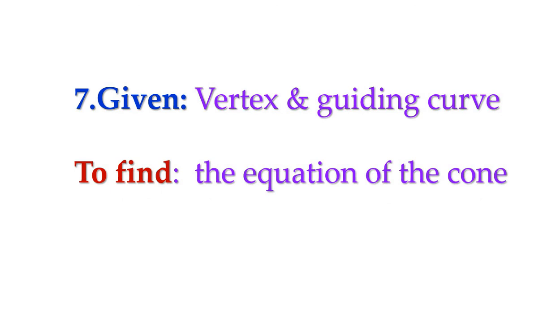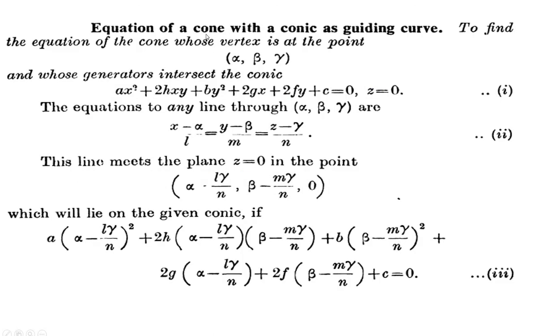Next, if I am given the vertex and guiding curve, how do we find the equation of the cone? Vertex and guiding curve. So we will consider the equation of a cone with a conic as guiding curve. To find the equation of the cone whose vertex is at the point alpha, beta, gamma, its generators intersect the conic. This is a conic, along with z equal to 0, since only then will it be considered a conic in 3D. The equations to any line through alpha, beta, gamma are given by this.